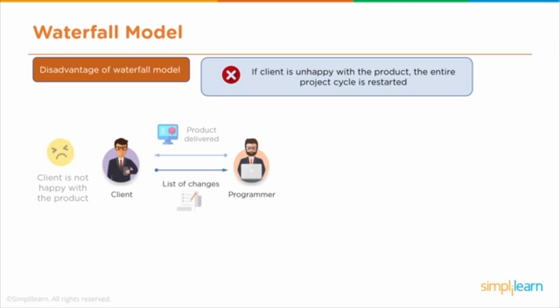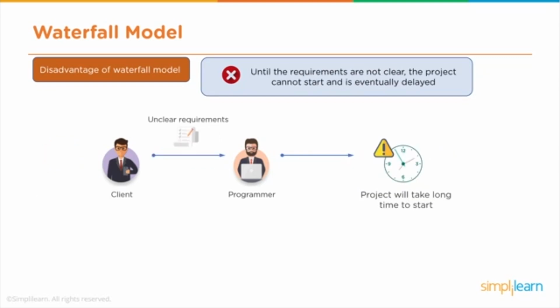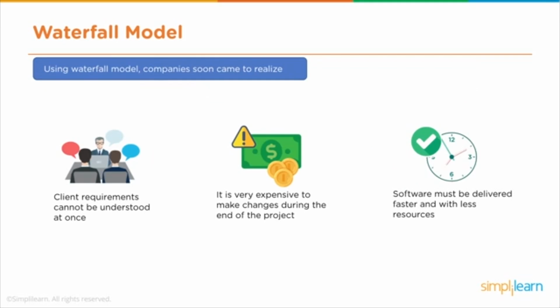The client will come back to you with a list of changes, and then you go back and you have to start your programming, and you have to then start your testing process again, and you're really adding lots of additional time into the project. So using the Waterfall model, companies have soon come to realize that clients just aren't able to get their feedback in quickly and effectively. It's very expensive to make changes once the teams have started working. And the requirement in today's digital world is that solutions simply must be delivered faster.